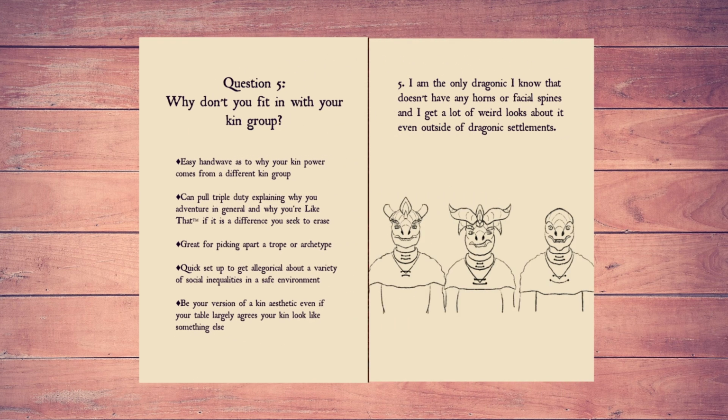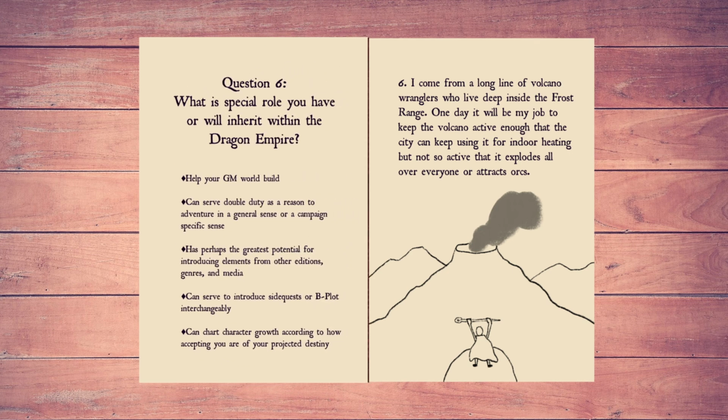Question 5. Why don't you fit in with your kin group? Example unique. I'm the only draconic I know that doesn't have any horns or facial spines, and I get a lot of weird looks about it, even outside of the draconic settlements. Question 6. What is a special role you have or will inherit within the Dragon Empire? Example unique. I come from a long line of volcano wranglers who live deep inside the Frost Range. One day it will be my job to keep the volcano active enough that the city can keep using it for indoor heating, but not so active that it explodes all over everyone or attracts orcs.